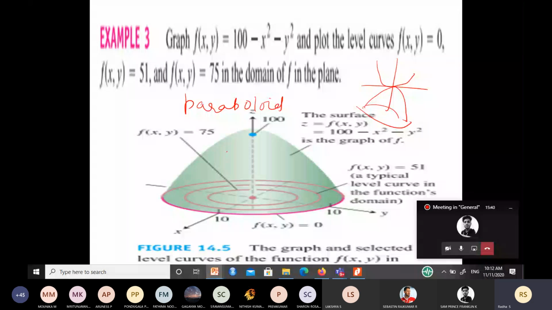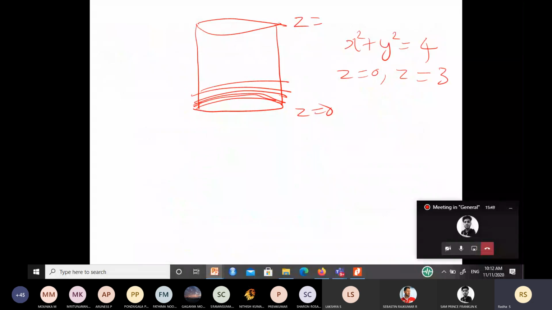Level curves they have mentioned. By drawing the circles like this, they are mentioning they are the level curves. So how to obtain the level curve of a particular figure? Suppose z is equal to f of x comma y is a three-dimensional figure. How to obtain the level curve? By setting z equal to some constant value. Whenever you fix z equal to some constant value, you will get the level curve.